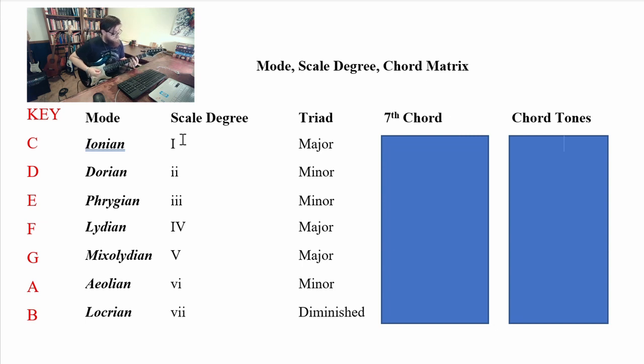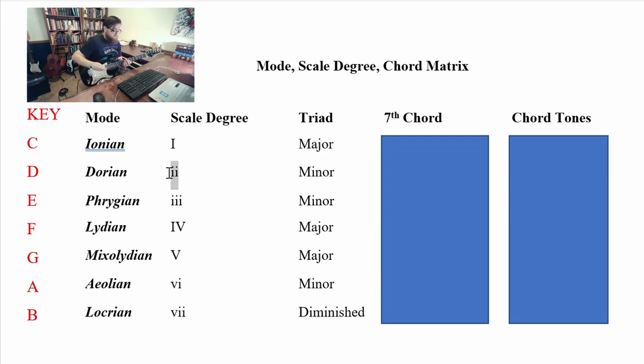And when we play those together, that gives us a C major scale. So in the key of C, we're taking our first scale degree and building a chord off of that, and that gives us a major chord. Okay, we can do the same thing with our second scale degree.